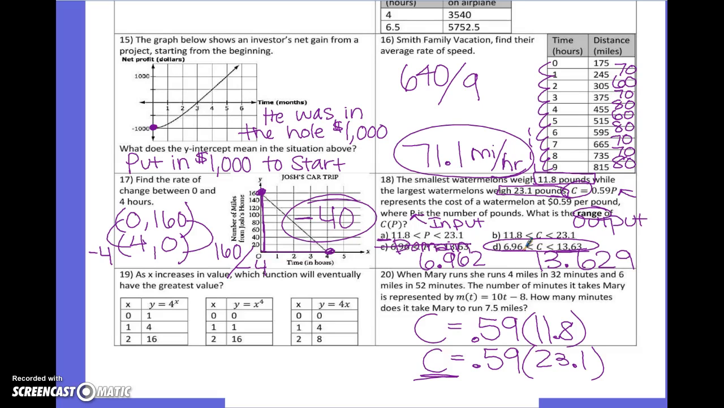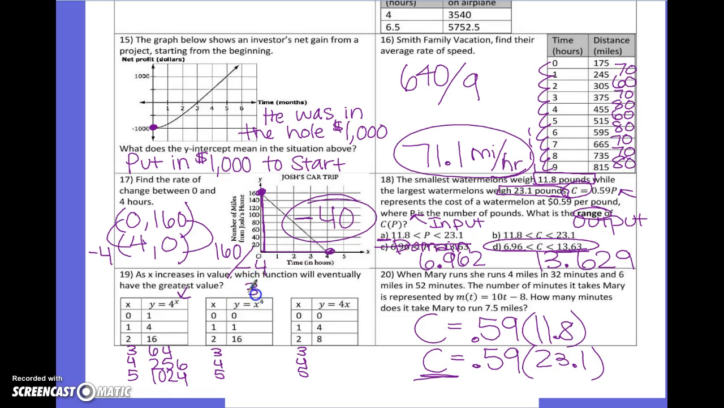As x increases in value, which function will eventually have the greatest value? It's a little bit hard to see from the tables right now, so I would suggest continuing the tables until you can see clearly which one will be the most. If I do 4 to the power of 3, I put a 3 for the exponent, that gives me 64. If I put 4 to the power of 4, I get 256. And I just went to 5. We can keep going to 6 if I need to, so we'll see. If I put 4 to the power of 5, I get 1024.